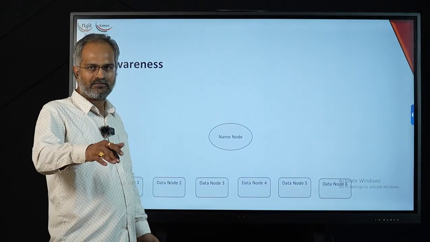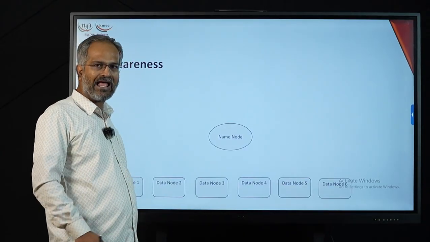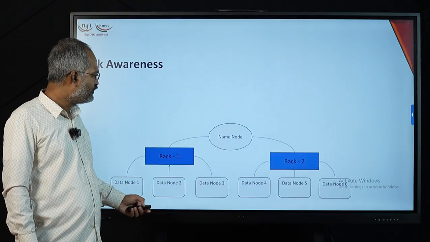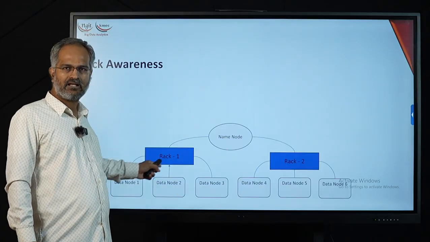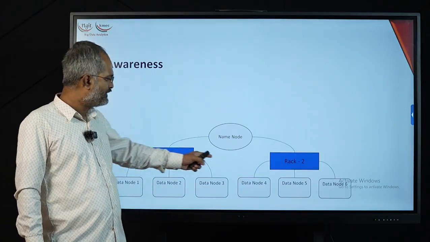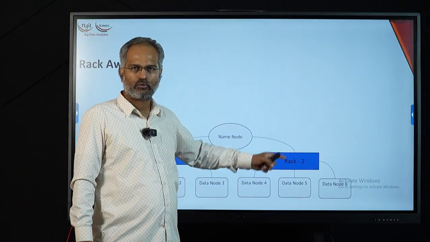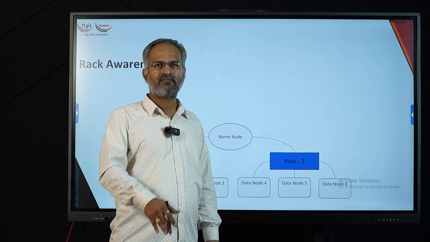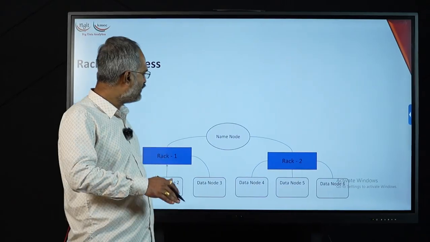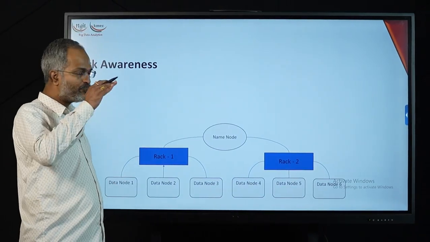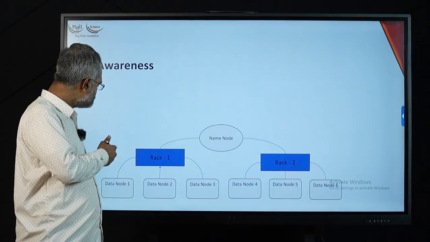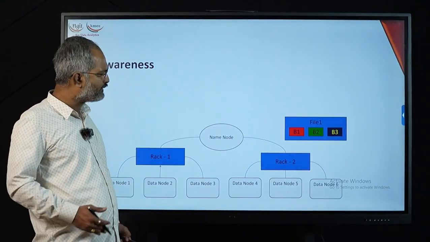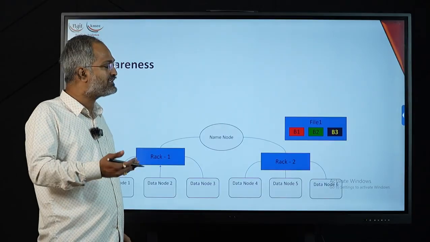That router is called here the rack. We can consider that as the rack: rack 1 and rack 2. See here, these 3 nodes are connected to rack 1 and these 3 nodes are connected to rack 2, and they are connected to the name node. Now this is the rack maintenance of the HDFS cluster. In this maintenance, there are some rules. What are the rules and why should we use them?